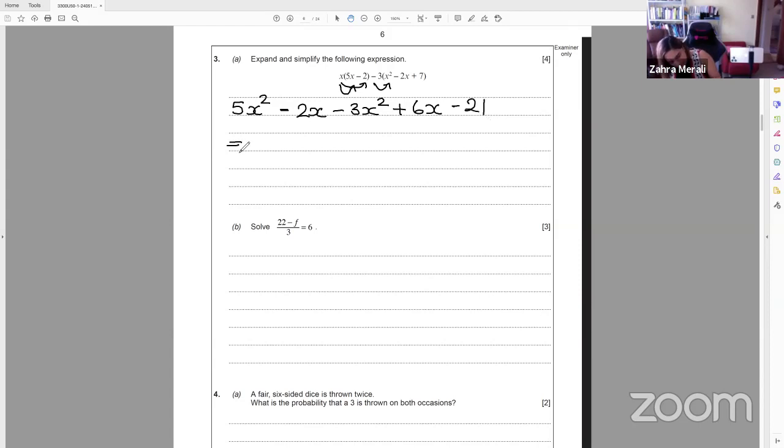And that's going to simplify to, I've got 5x squared. So I put all the things that are the same together. So those two are the same. Those are the x's. And then you've got the 21. So you've got 5x squared minus 3x squared, sorry.